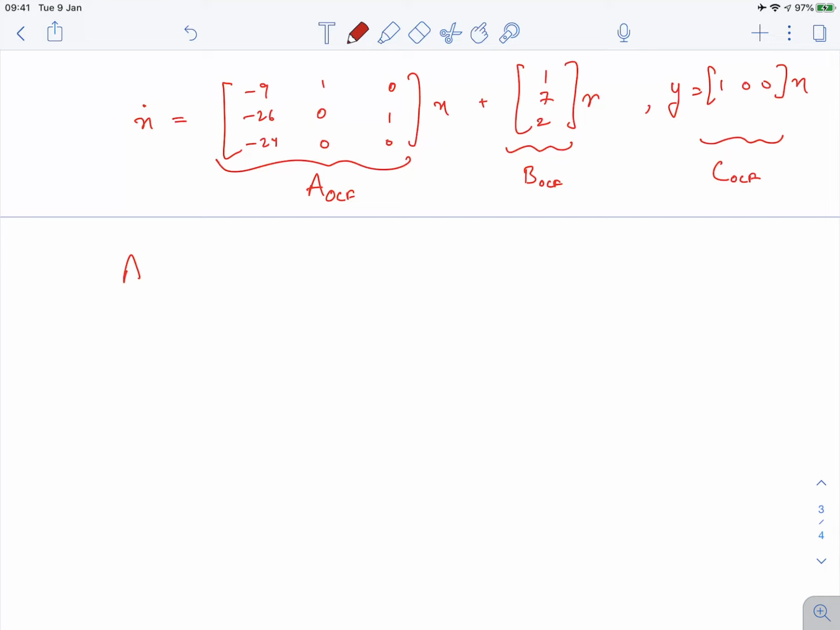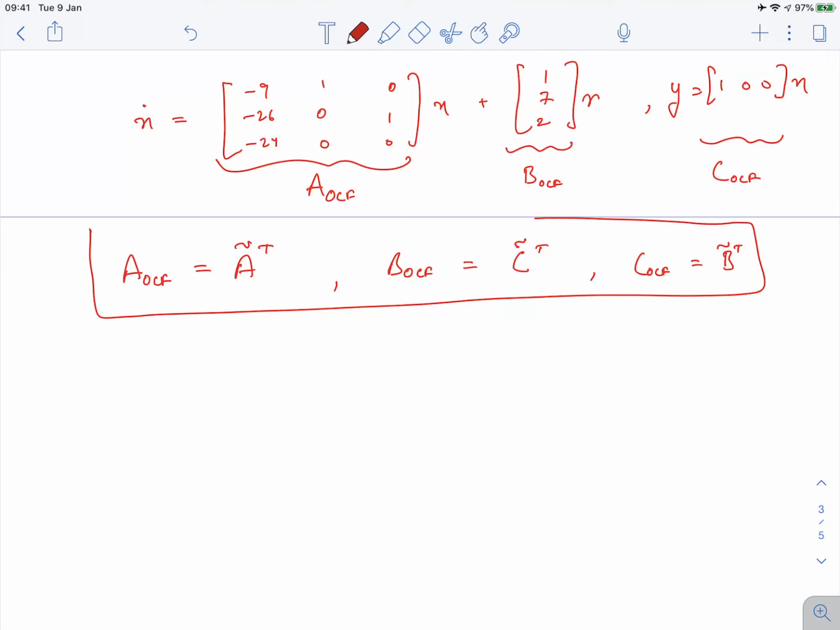Meaning to say that AOCF is basically equivalent to the transpose of the A tilde matrix. Similarly, your BOCF is equal to the transpose of the C tilde, and your COCF is basically the transpose of this B tilde matrix. So this we call the dual relationship between the observer canonical form and controller canonical form. Okay, so these are the different forms you could obtain for the same transfer function.